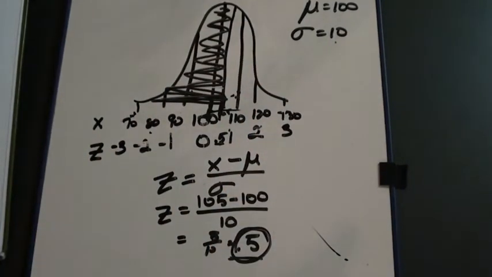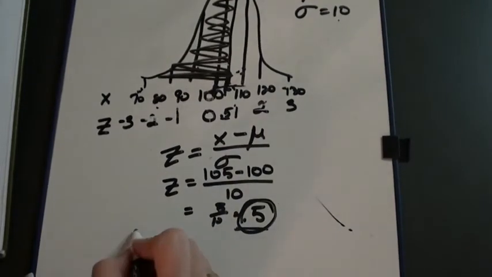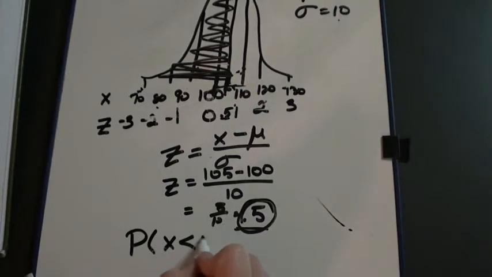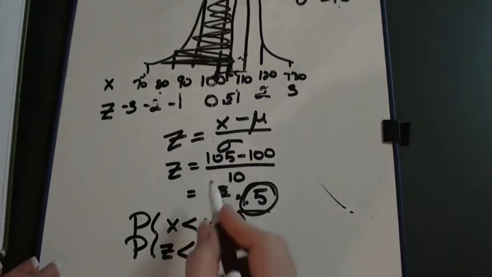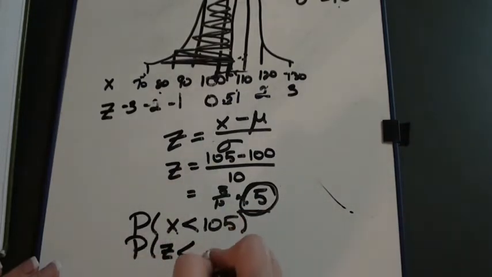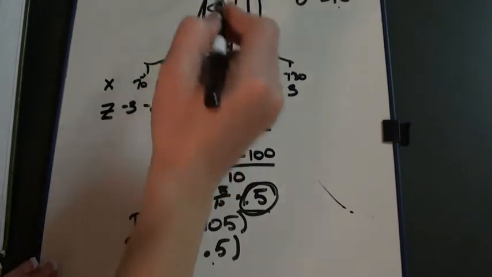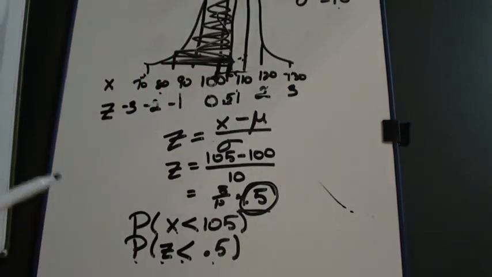So the way this problem would have looked if we had drawn it out from the beginning, it would have said, what's the probability that x is less than 105? And our first step would have been to take this exact same problem and convert anywhere it has x, turn that into a z, and when we converted our x into a z, we got 0.5. So the problem would have looked like this, where the probability that z is less than 0.5, which is this area here.